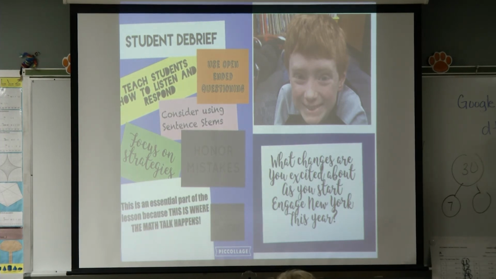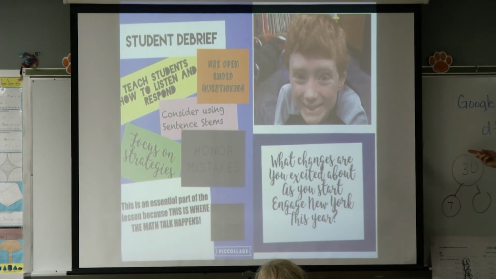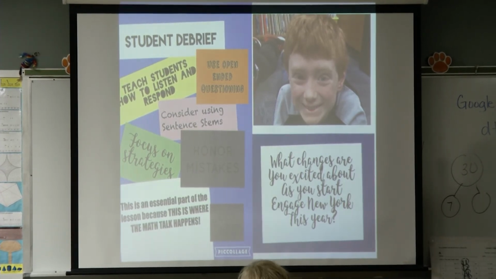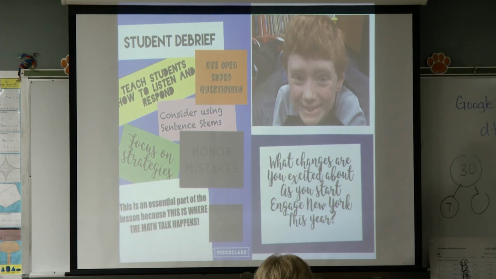One way to do that, just like when you're doing reading responses, is to give them stems. Like, it was hard when, or, I was excited when I discovered whatever. So you teach them that language and give them different stems to help them. Use open-ended questioning, teach them to listen to each other, honor their mistakes, focus on the strategies and not the right and wrong. Really important, because that's where you see what they took out of the lesson.